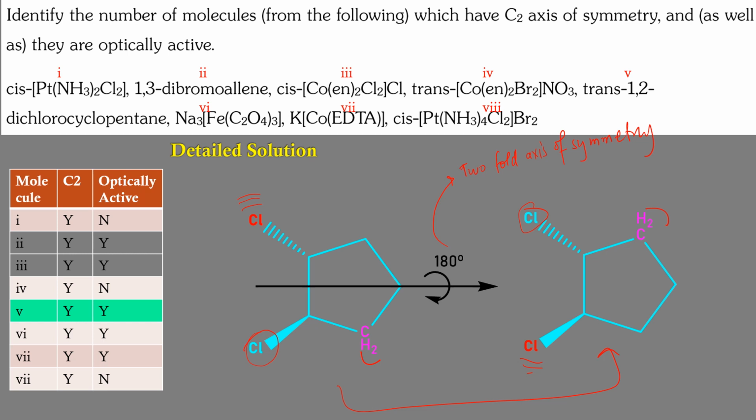So non-superimposable mirror image, no plane of symmetry, no center of symmetry, no alternating axis of symmetry, because if we rotate this molecule and look at the reflection from the perpendicular plane, the two molecules will not be identical. That's why we are saying this molecule is optically active. This is optically active. This also had a C2 axis that we have just seen, right?